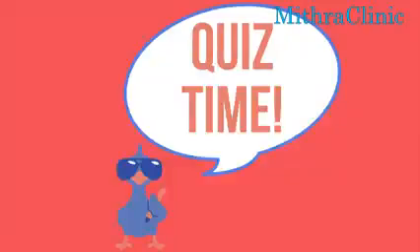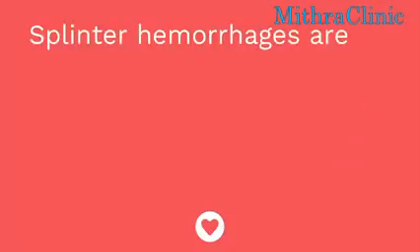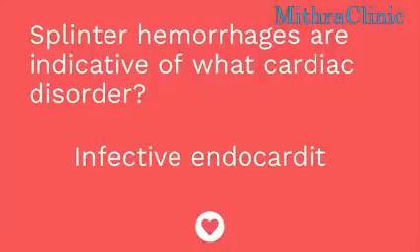All right, quiz time. I have 3 questions for you. First question, splinter hemorrhages are indicative of what cardiac disorder? The answer is infective endocarditis.